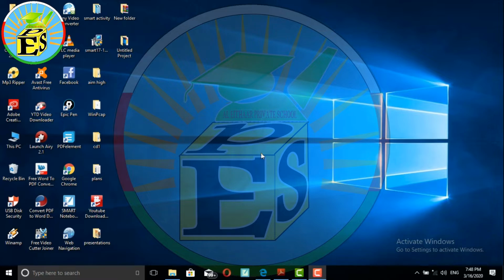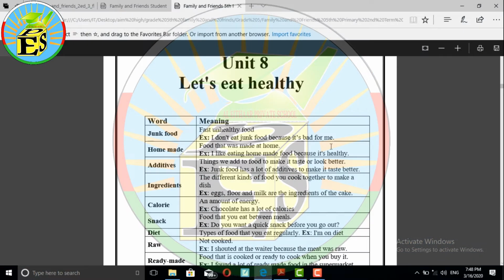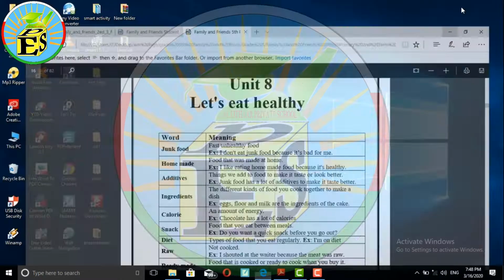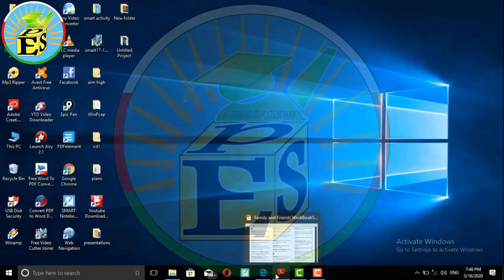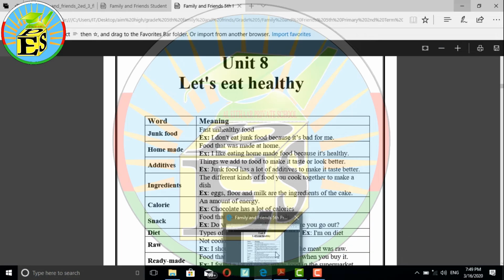Let's start with our English student book. Go to page unit 8 lesson 5 reading. Okay, but before we start our lesson, I want to speak with you about the title of the unit, which was healthy food.